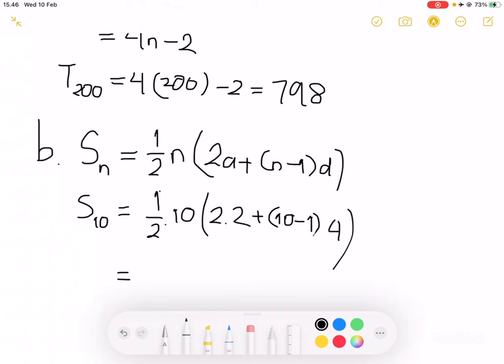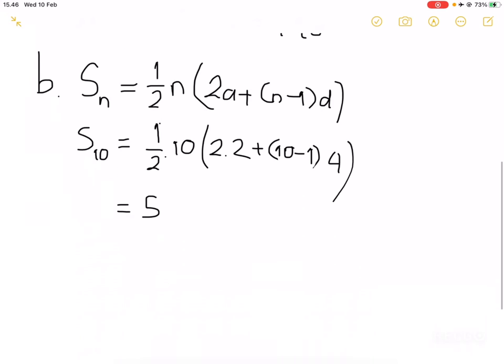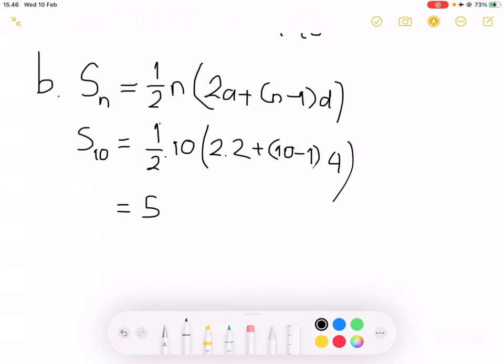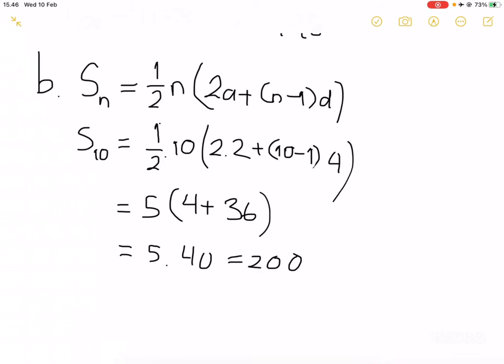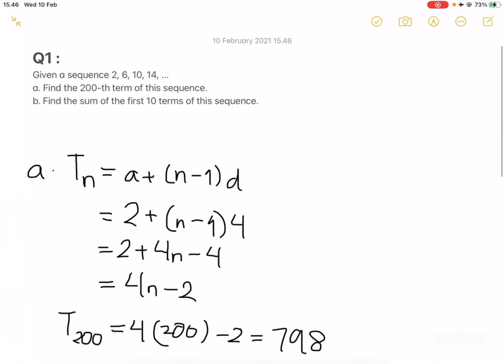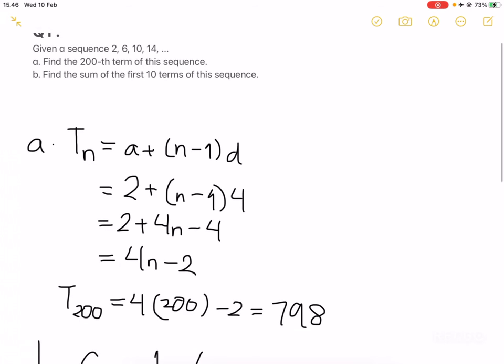Alright, the front expression will be 5, and the inside will be 4 plus 10 minus 1 is 9 times 4, it will be 36. Okay, and this will be 5 times 40, which is equal to 200. Alright, and this is it for the first question. Let's jump into the next one.